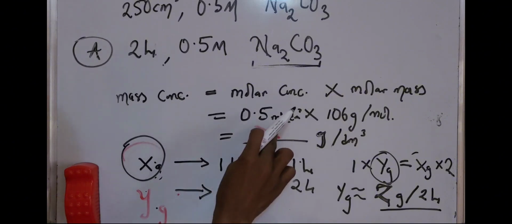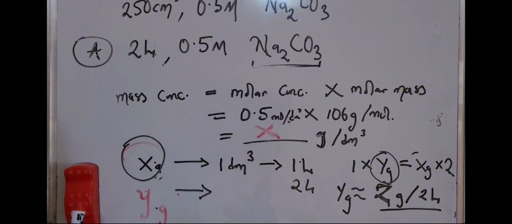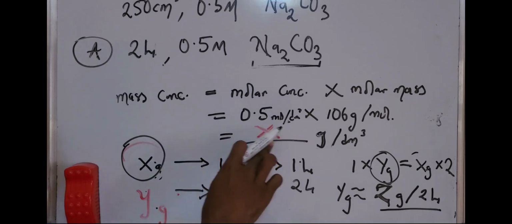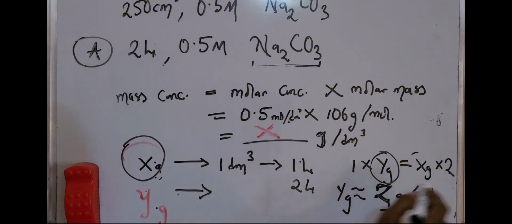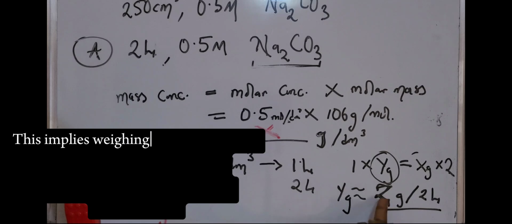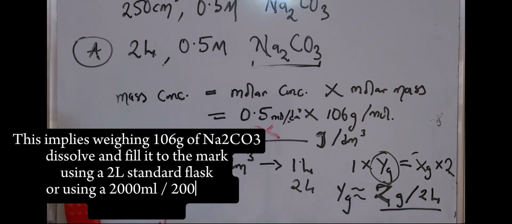So I'm leaving these spaces so that you go through this illustration or this example to find the missing lines and fill it up and get your right answer per 2 liters. So this is how you prepare it. So that means basically you weigh that value here in gram and dissolve it in 2 liters of the solvent. That's the still water. Then you fill it up to the mark.